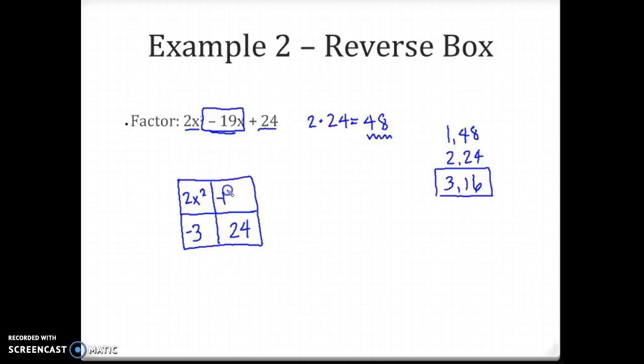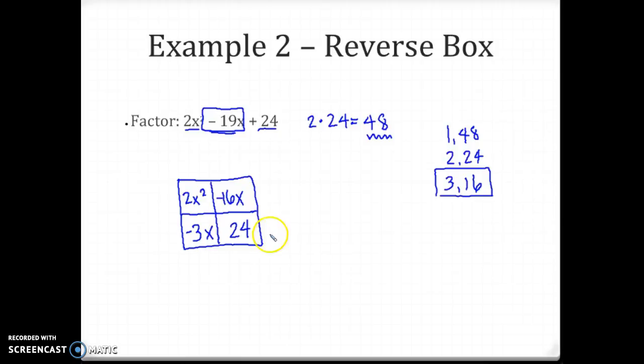Think back to when you multiply using the box method. There aren't just numbers in these boxes. This is also where our like terms go, which have that x with them. So I'm going to put the x in here. Now this is what it looks like whenever I multiply a binomial times a binomial.